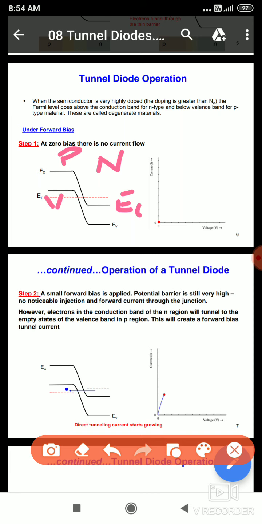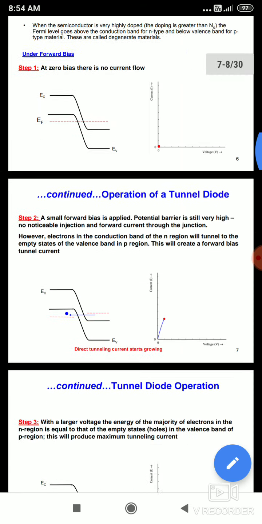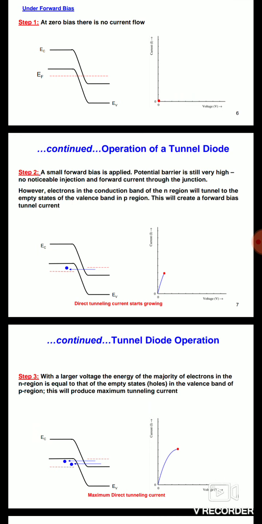In step 2, a small voltage is applied to the tunnel diode, which is less than the built-in voltage of the depletion layer. At that time, no forward current flows through the junction, and a small number of electrons in the conduction band of the N region will tunnel to the empty states of the valency band in the P region, and this will create a small forward bias tunnel current. Therefore, the tunnel current starts flowing with a small application of voltage.